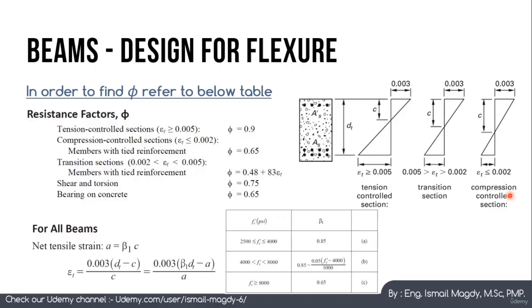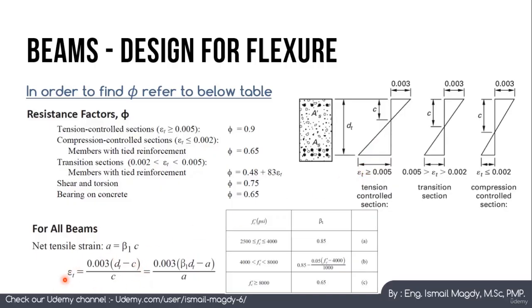In order to decide if a beam is compression controlled or tension controlled, as you can see here, we have epsilon of the concrete, which is the maximum compressive strain for the concrete, 0.003. What we are going to calculate is the tensile strain of the steel. If it is bigger than 0.005, this means it is tension controlled. If it is smaller than 0.002, this means it is compression controlled. In the middle, it is a transition section, not exactly compression controlled or tension controlled. So how do we calculate epsilon t?